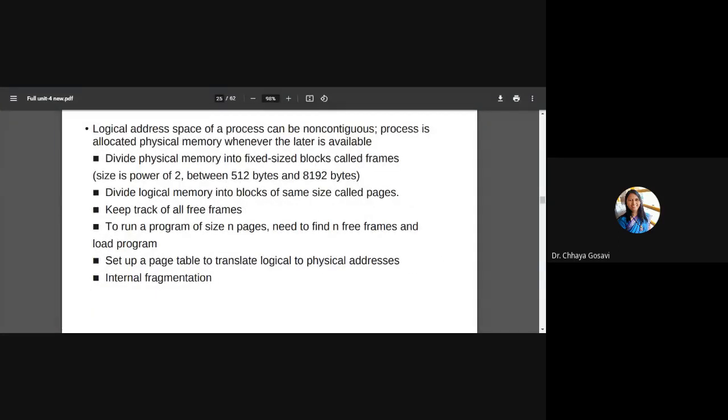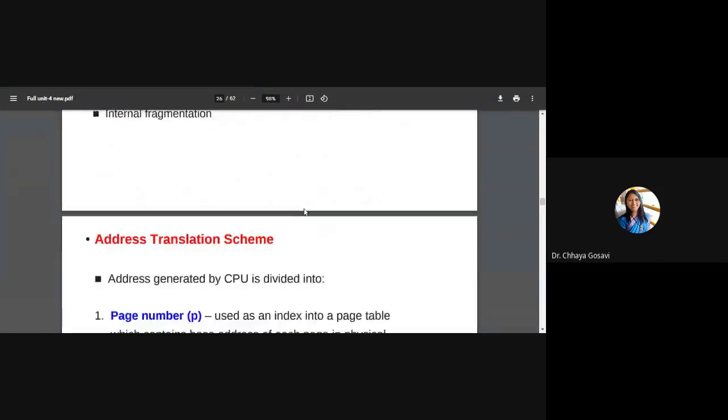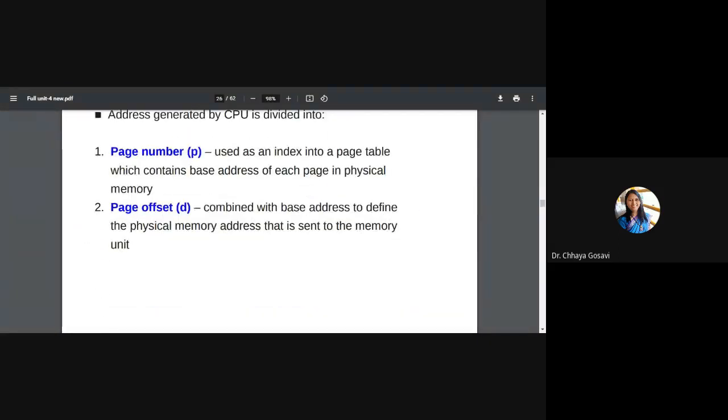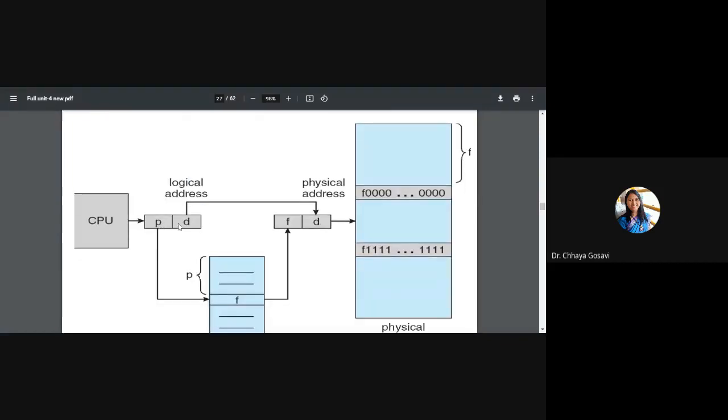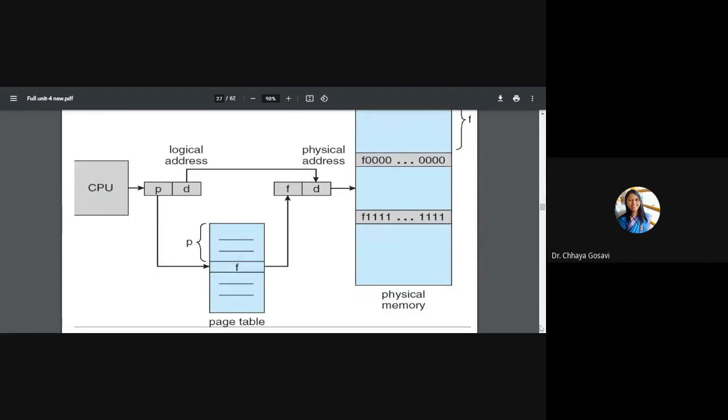Then we have seen normal paging or classical paging. Divide physical memory into fixed size blocks called frames. Divide logical memory, that is the process, into blocks of the same size, which are called pages. And we need a page table with page number and offset. This is the page table, page number and offset, and this is how address translation takes place in paging.